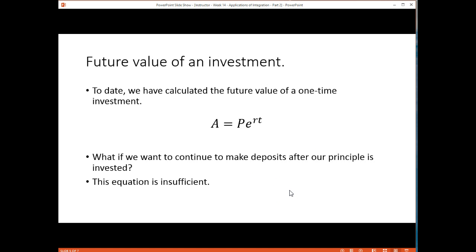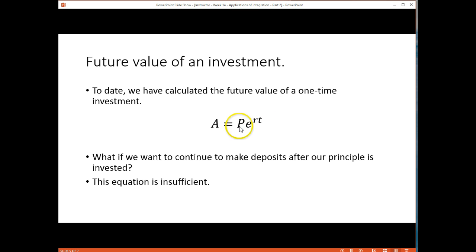The last application we want to talk about is the future value of an investment. To date, we've calculated the future value of a one-time investment. We remember the equation A equals Pe to the rt, where we invested a principal amount and just simply let it sit there over time.